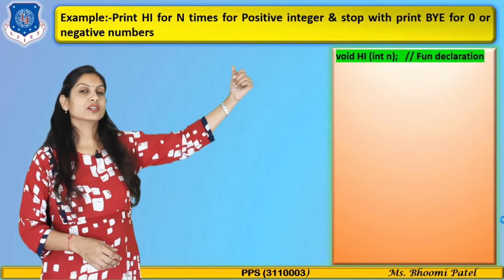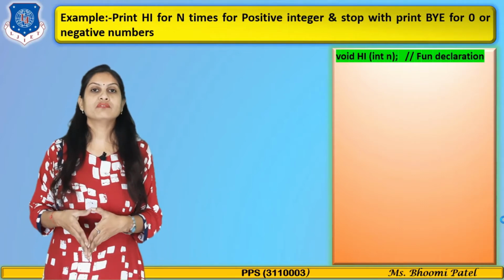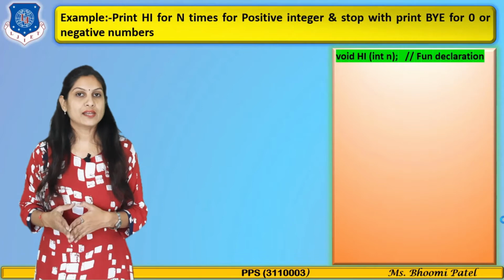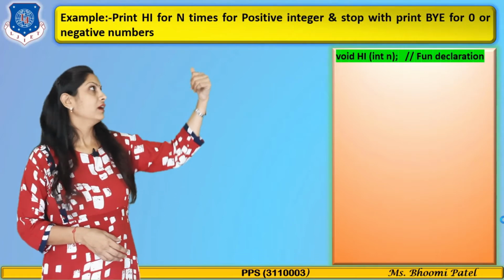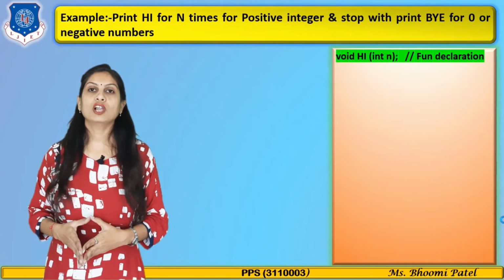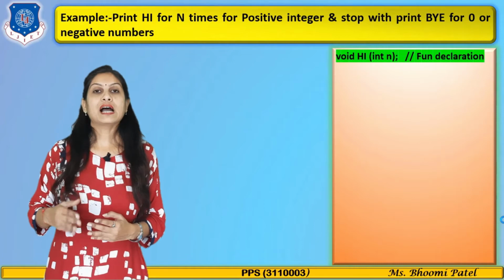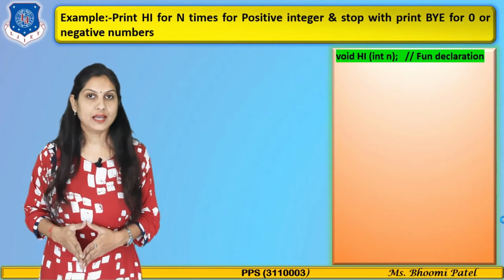So the first is function declaration, and here I am using which category? Function with no return and with argument. So the void is there, then the function name, that is hi, and inside the brackets we are passing only one argument, that is integer n. That is what? How many times you want to print hi.